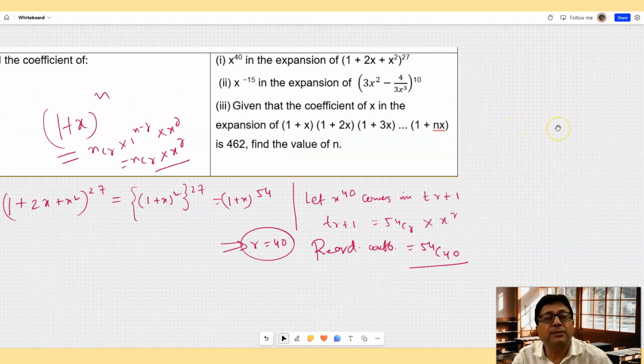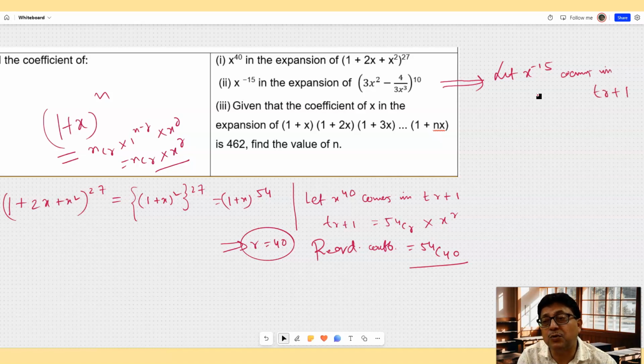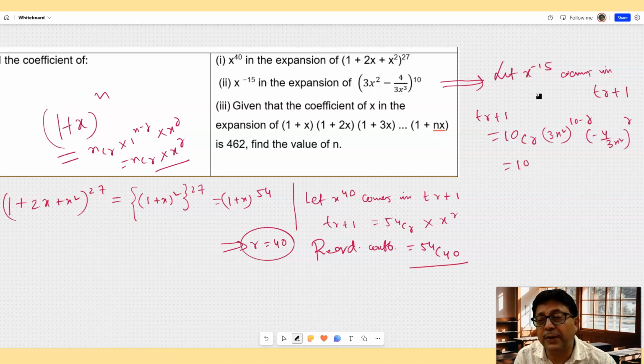Next one, let us find the coefficient of x to the power minus 15 here. Here also we need to use the concept of general term. We will start this manner. Let x to the power minus 15 occur in T(r+1). You find T(r+1) here first. T(r+1) is what? 10Cr (3x squared) to the power 10 minus r, (minus 4 by 3x squared) to the power r.